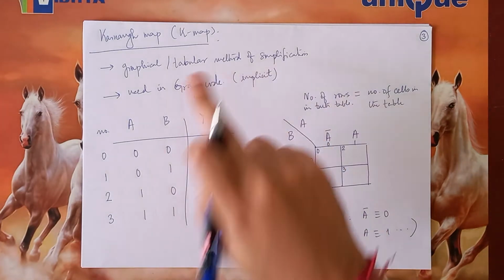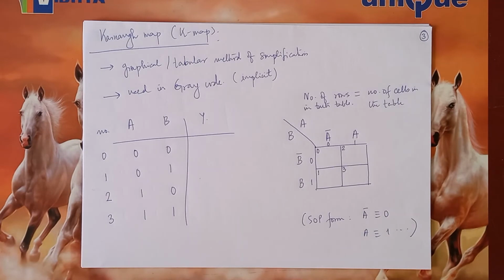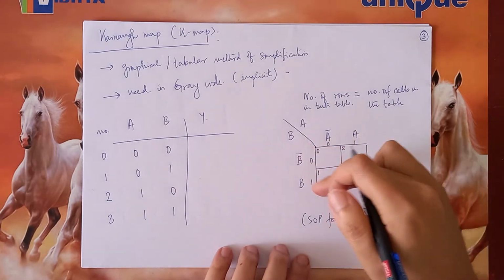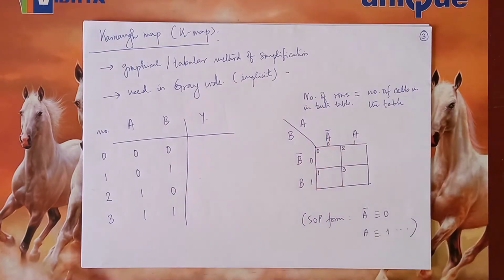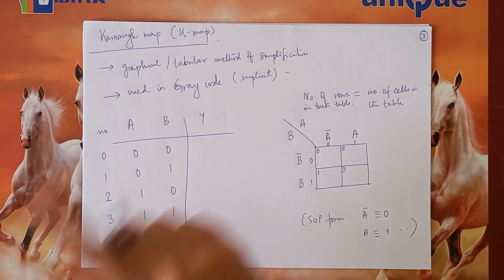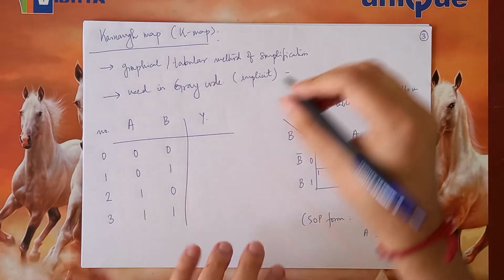Now you may ask, where is the gray code? The gray code is present in the K-map in the sense that for any given cell in the K-map, the immediate vertical and horizontal neighbors will differ by 1 bit position.